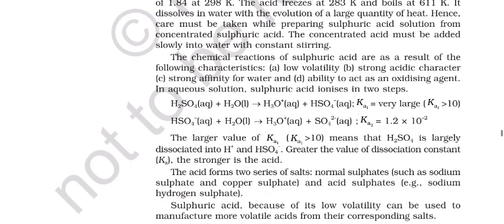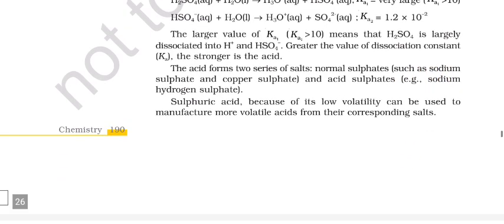The chemical reactions of sulfuric acid are a result of the following characteristics: low volatility, strong acidic character, strong affinity for water, and ability to act as an oxidizing agent. In aqueous solution, sulfuric acid ionizes in two steps. The large value of Ka1 means that H2SO4 is largely dissociated into H+ and HSO4-. The greater the value of the dissociation constant, the stronger is the acid. The acid forms two series of salts, normal sulfates and acid sulfates.